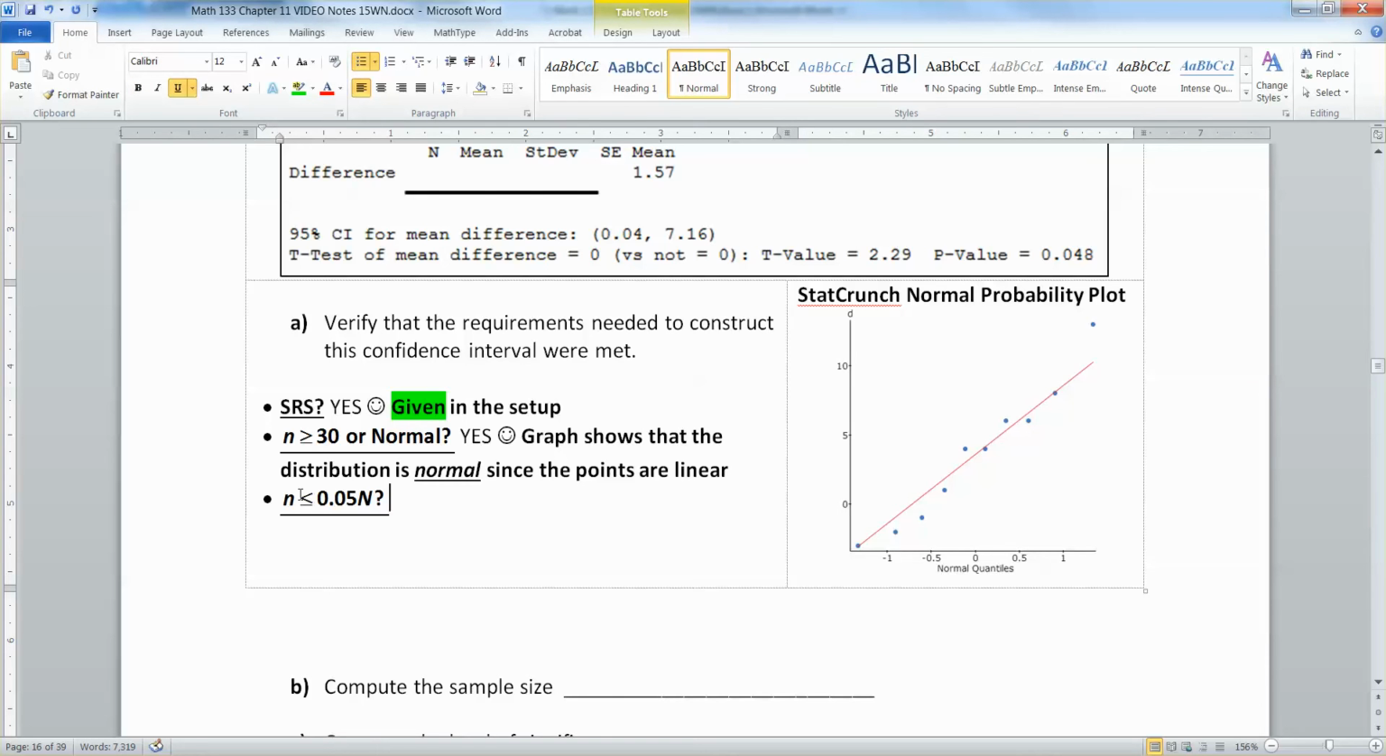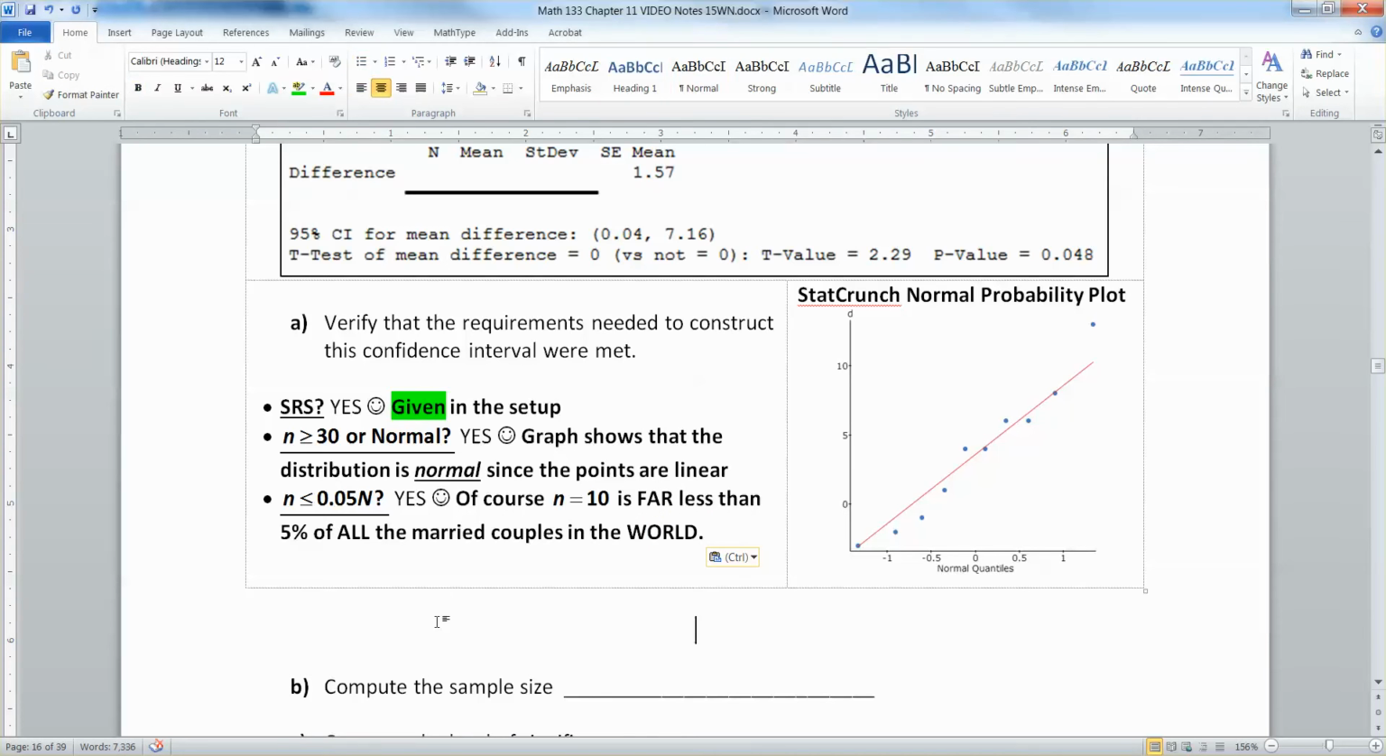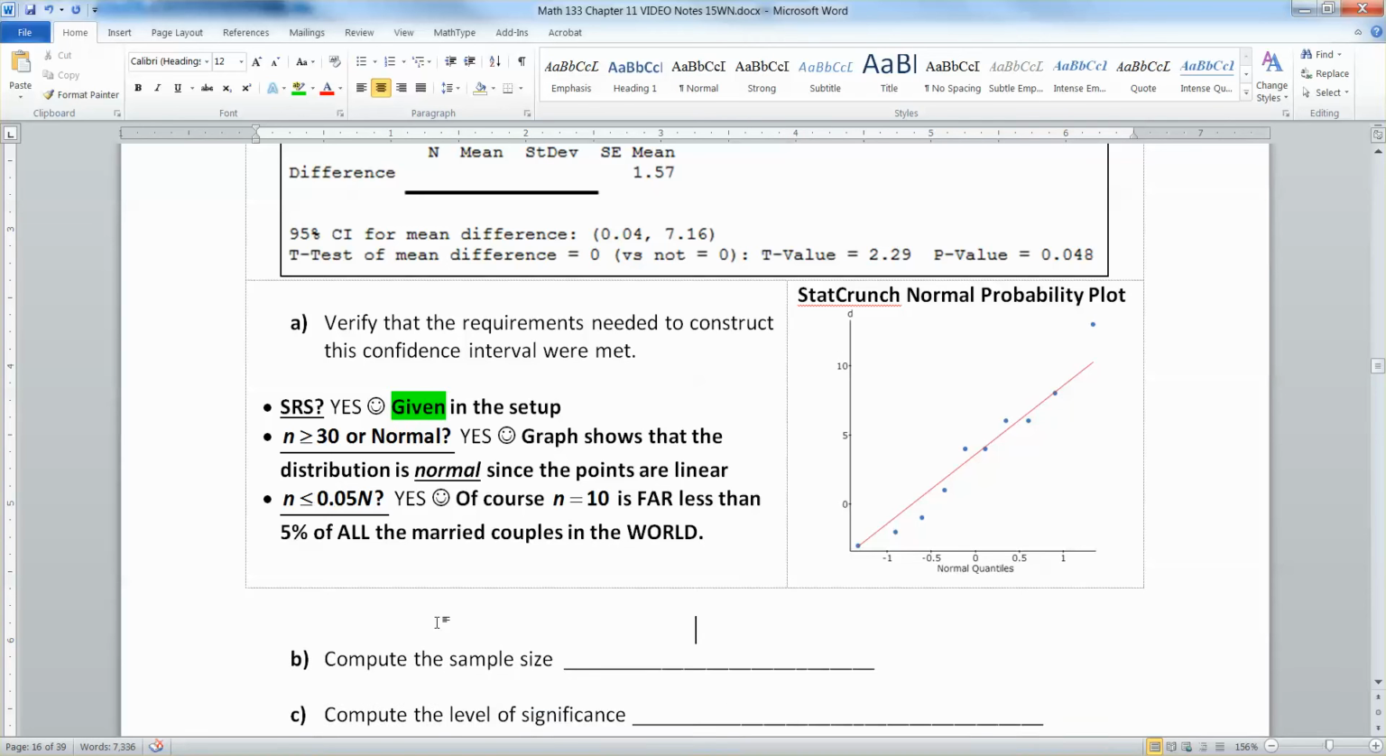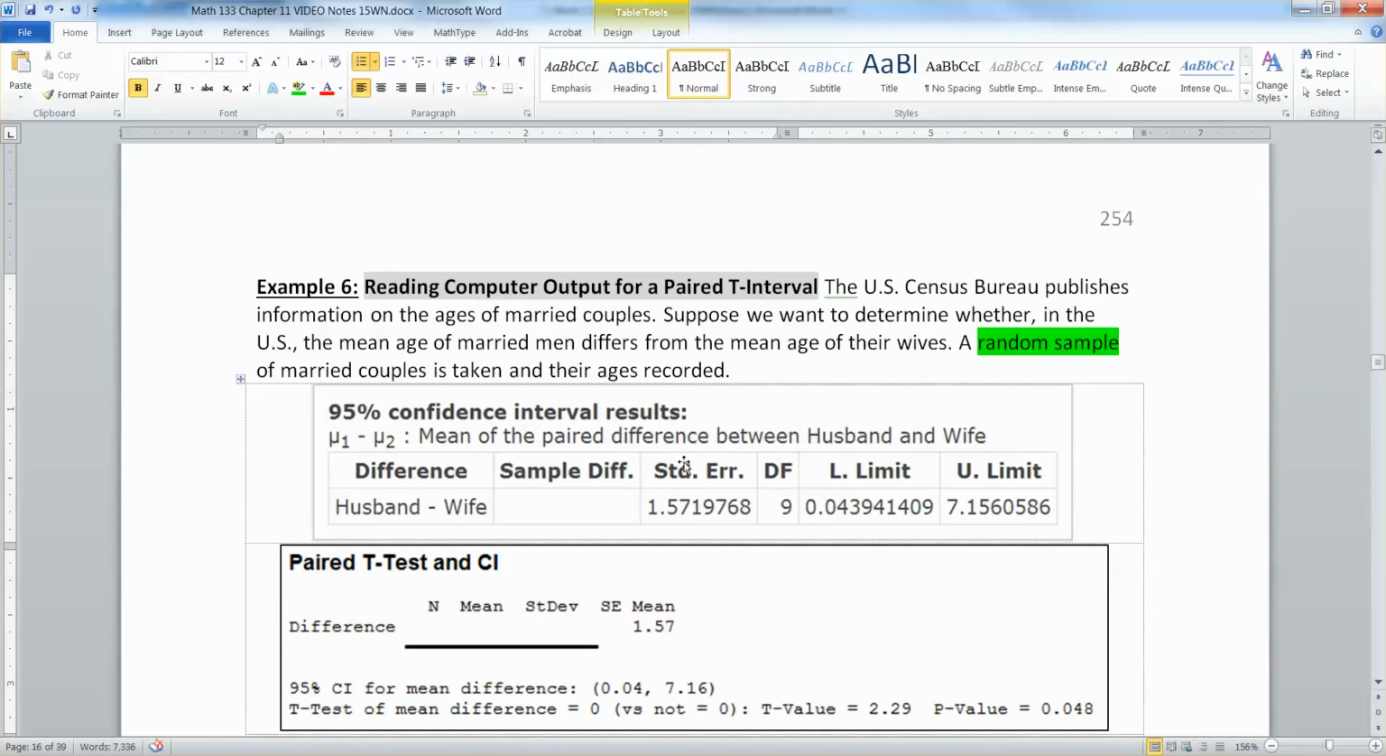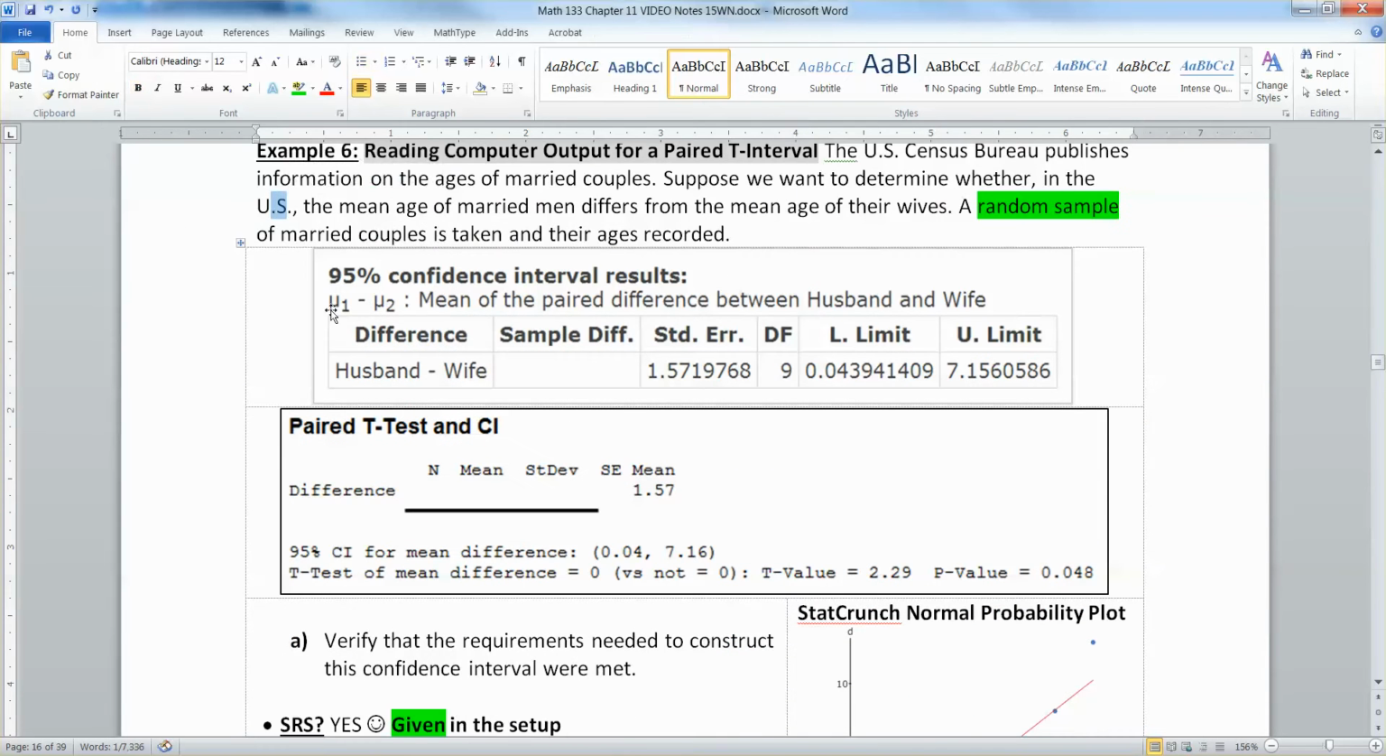Then the last thing we need is that little n is less than or equal to 0.05 capital N. And we're just going to wave our hands at it a little bit because we're talking about husbands and wives. We only have n equal to 10, and that would be far less than 5% of all the husbands and wives on the planet. So we're kind of waving our hands at it like a magician, but it's true. Even if it's just the U.S., because we were talking about the U.S. Census Bureau, it's still well less than 5% of all the married couples.